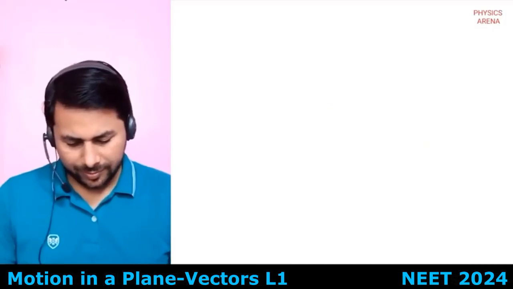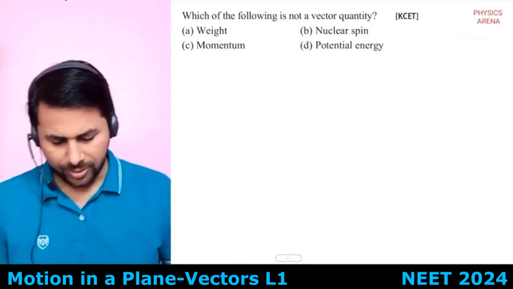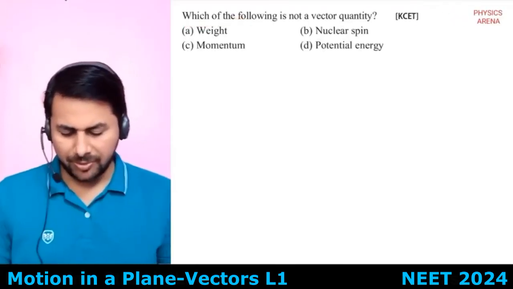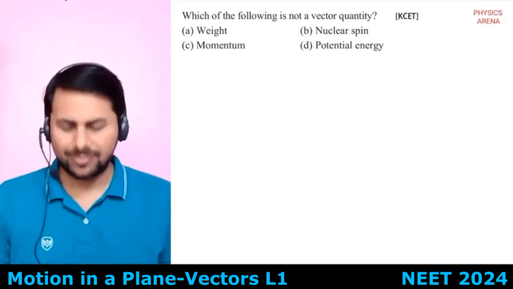So is it clear? Okay, now let's come to the examples. Let's start with a very simple one. Which of the following is not a vector quantity? Tell me.